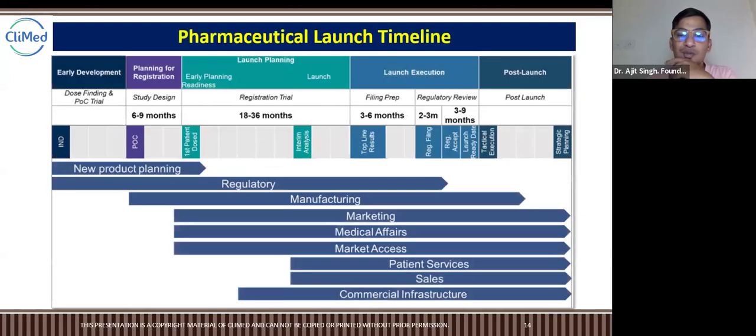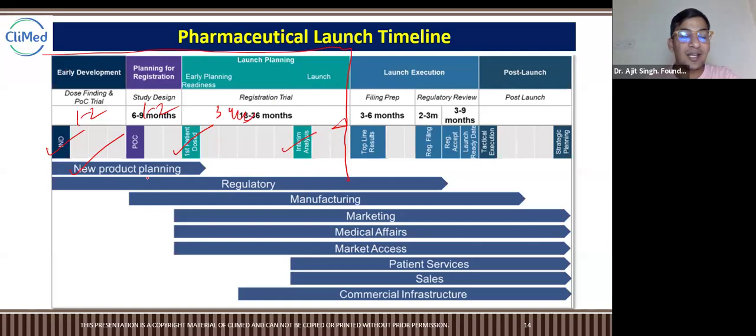So now let's talk about the pharmaceutical launch timelines. Here we are talking about new product planning, from the IND application to first patient dose and interim analysis. That is all the phases of clinical trials, which go up to 1 to 2 years, then 1 to 2 years, then up to 3 years or 5 years. So this is all the early drug development to the clinical development, right?